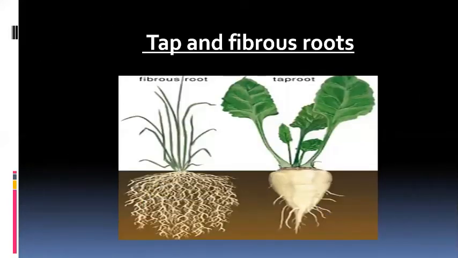Here I am showing you the image of the taproot and the fibrous root. You are seeing that so many roots are arising from the base in the fibrous root. And in the taproot, you are seeing the main root, that is the primary root, giving rise to the secondary roots, or you can say the lateral roots.